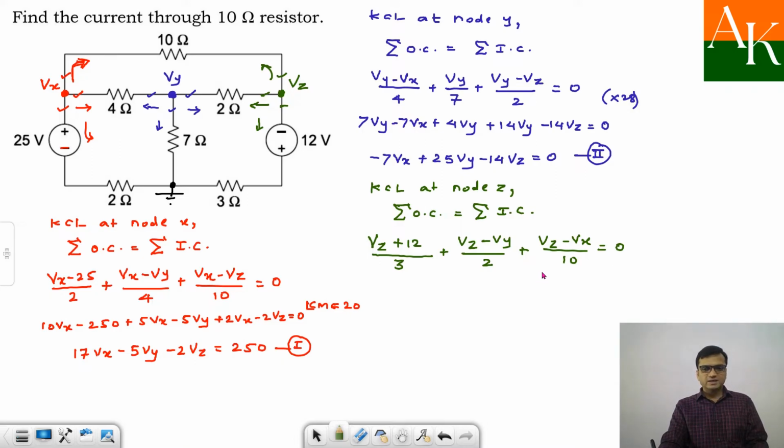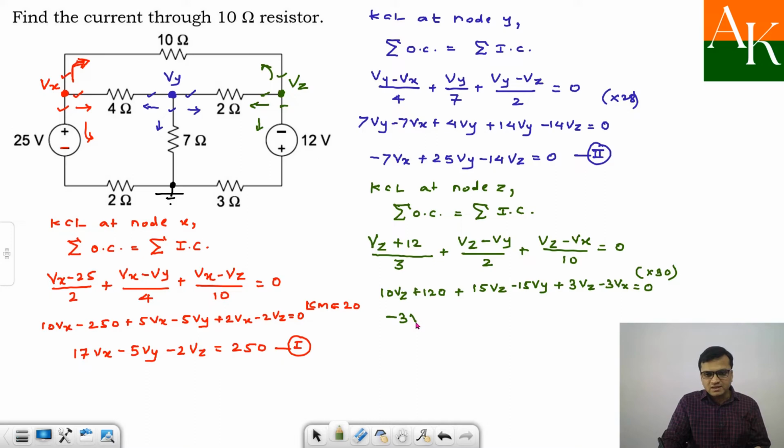So the LCM over here is 30, so I will multiply throughout by 30. So here I will have 10 Vz plus 120 plus 15 Vz minus 15 Vy plus 3 Vz minus 3 Vx, and the right hand side is still 0. So in equation format this can be written as minus 3 Vx minus 15 Vy plus 28 Vz is equal to minus 120, and this is my equation number 3.